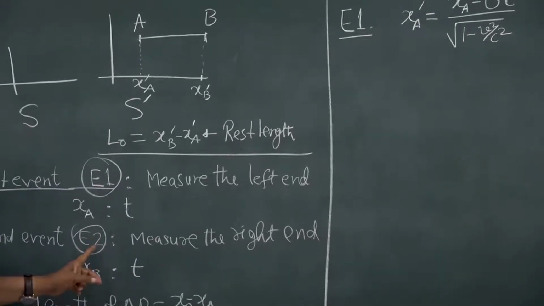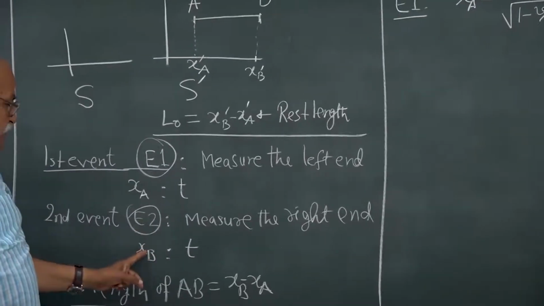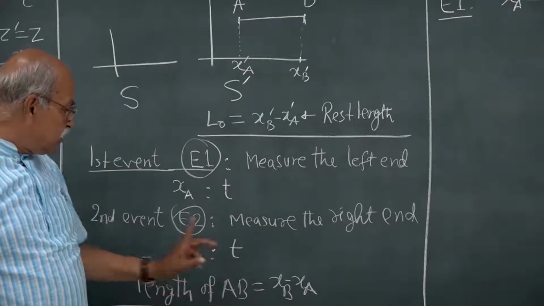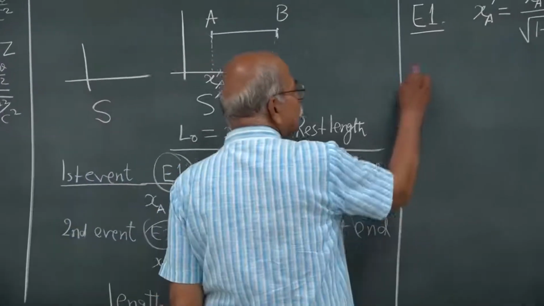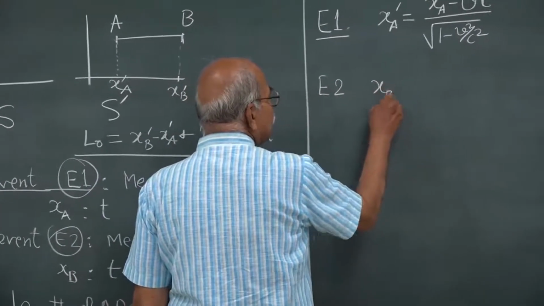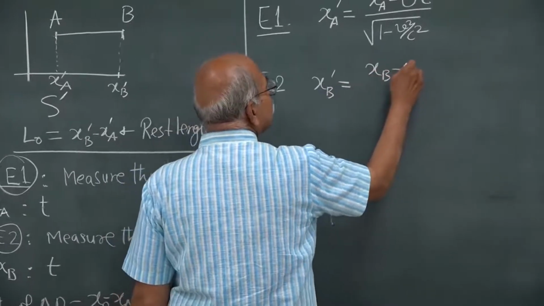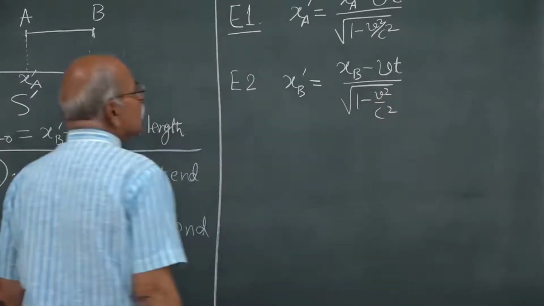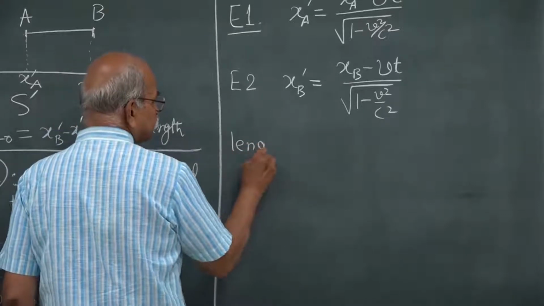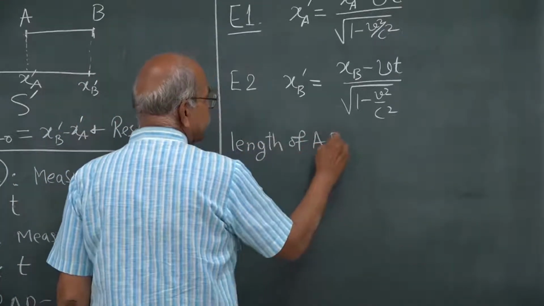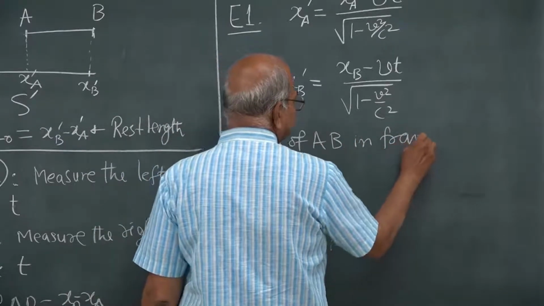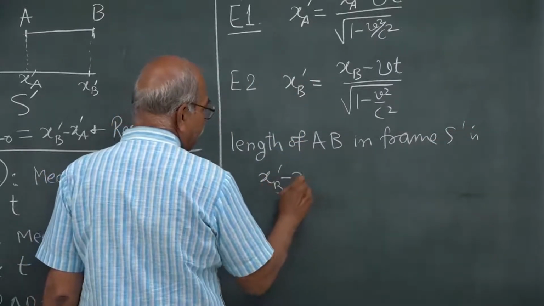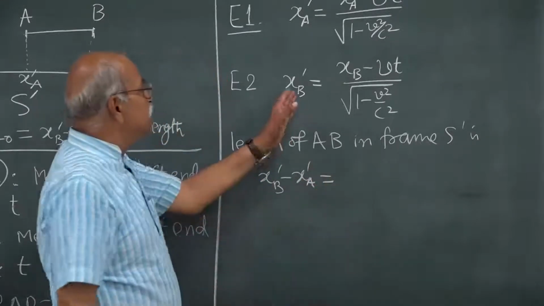Now, come to event E2. The x coordinate is xb and the time of this event is this t, and this t has to be the same. So, xb and t, from there you can write for E2, xb prime is equal to xb minus vt divided by square root of 1 minus v square by c square, and therefore the length of AB in frame S prime is xb prime minus xa prime.